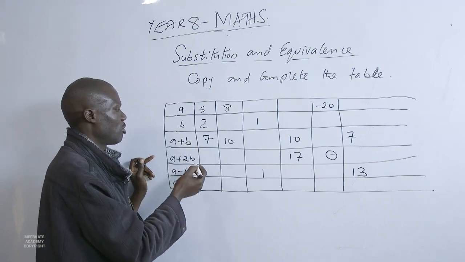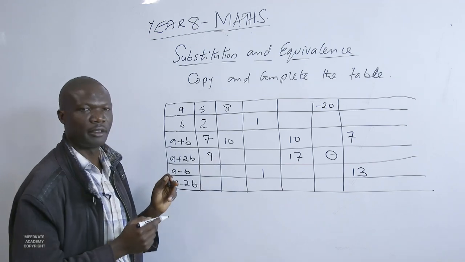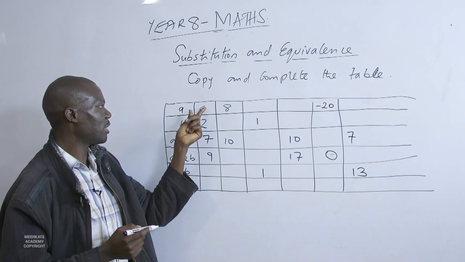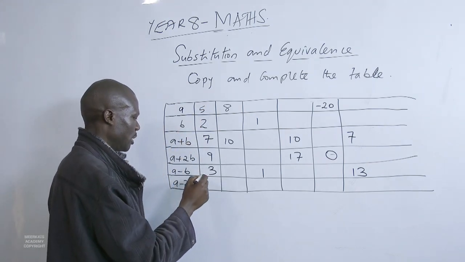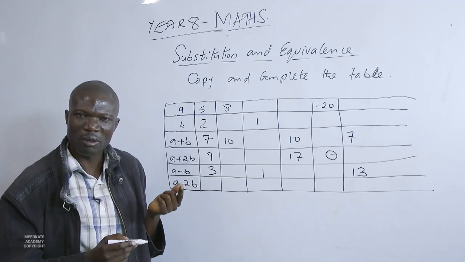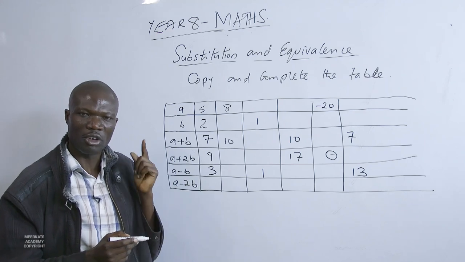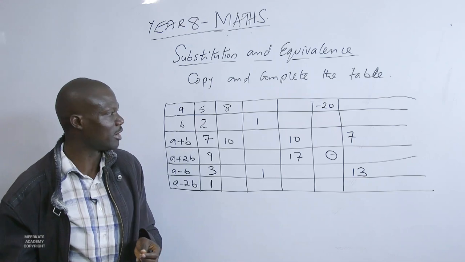A plus 2B: A is 5, 2B is 2 times 2, which is 4. So 5 plus 4 will give us a 9. This is A minus B. A is 5, B is 2. So 5 minus 2, you will get a 3. A minus 2B: 2 times 2 is 4, so 5 minus 4 is 1. That's how to fill that table.